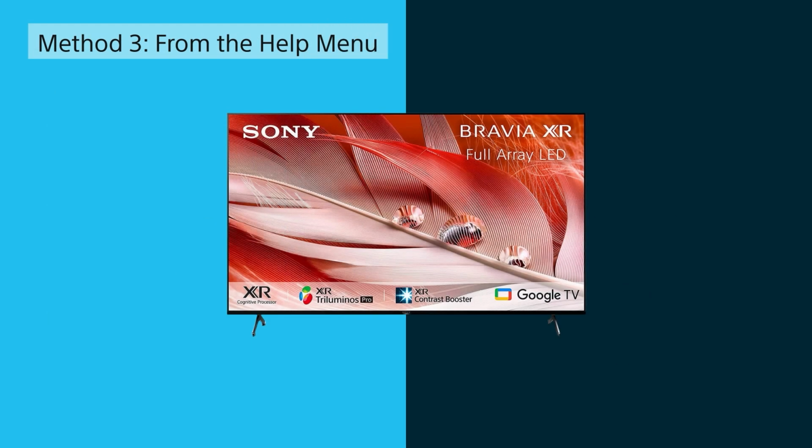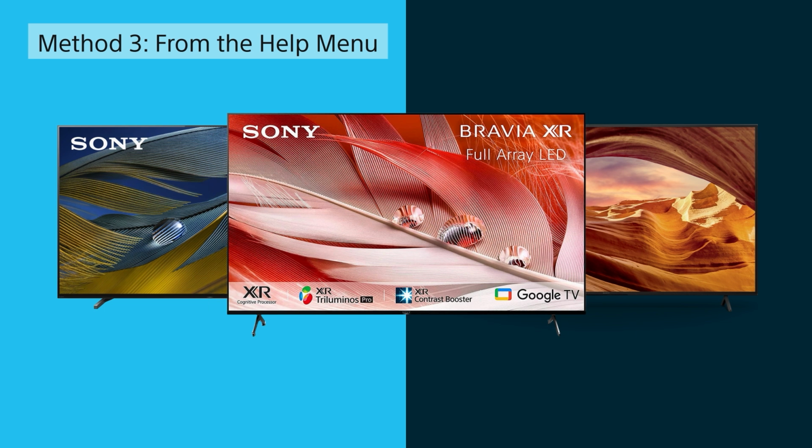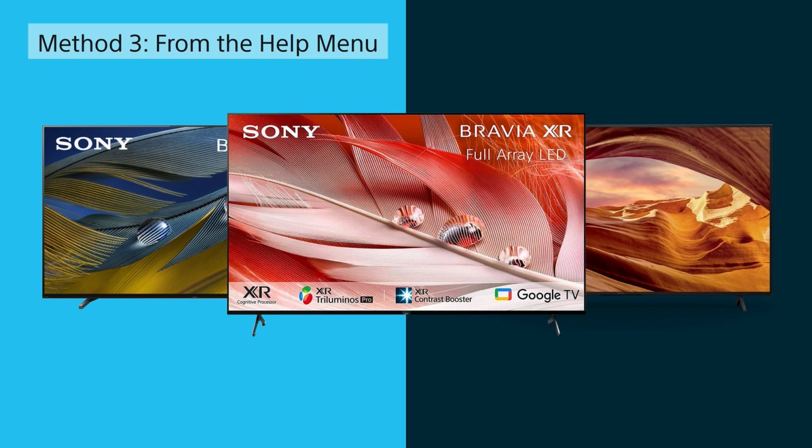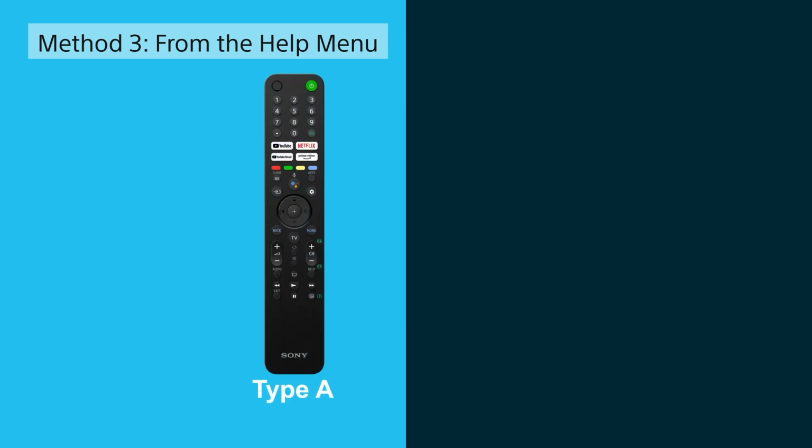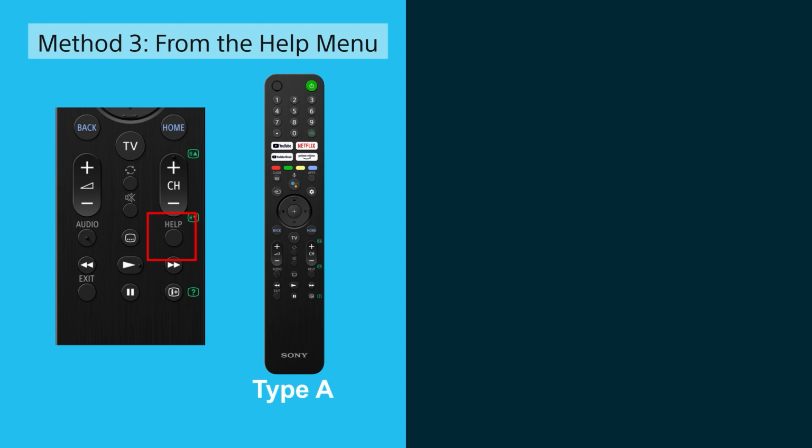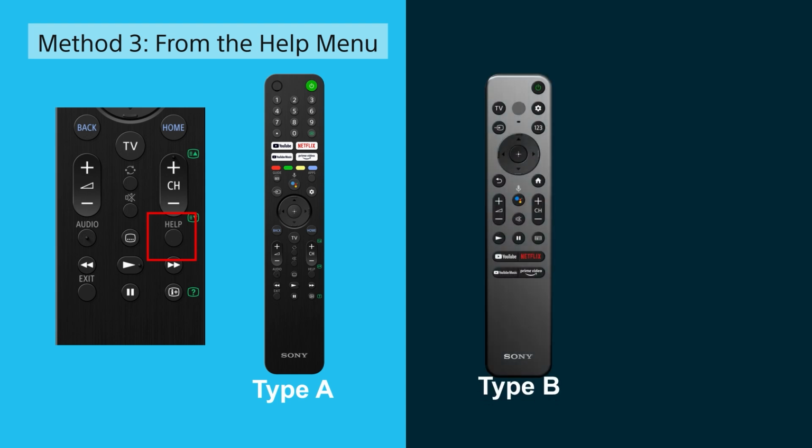Method 3. From the Help menu. Help menu can be accessed mainly through two methods. Check the type of remote control you have and follow these steps accordingly. Type A remote has a help button that allows you to access help menu directly. Type B remote control does not include a help button.